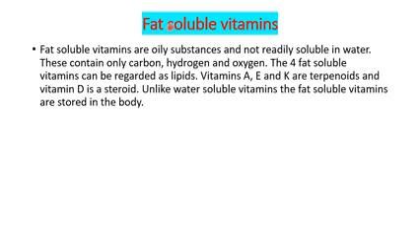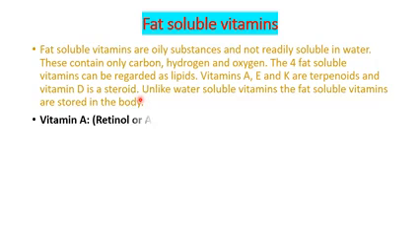Okay. So fat soluble vitamins or oily substances are not readily soluble in water. So basically they contain carbon, hydrogen and oxygen. There are 4 fat soluble vitamins. Out of the 4, vitamins A, E and K are terpenoids, and vitamin D is a steroid, and all 4 fat soluble vitamins are regarded as lipids. So unlike water soluble vitamins, fat soluble vitamins can be stored in the body.